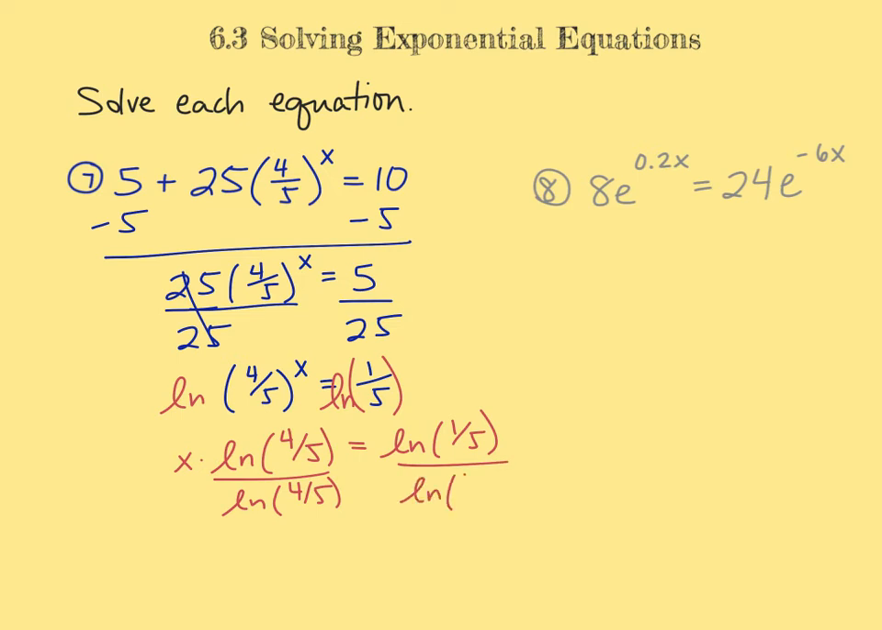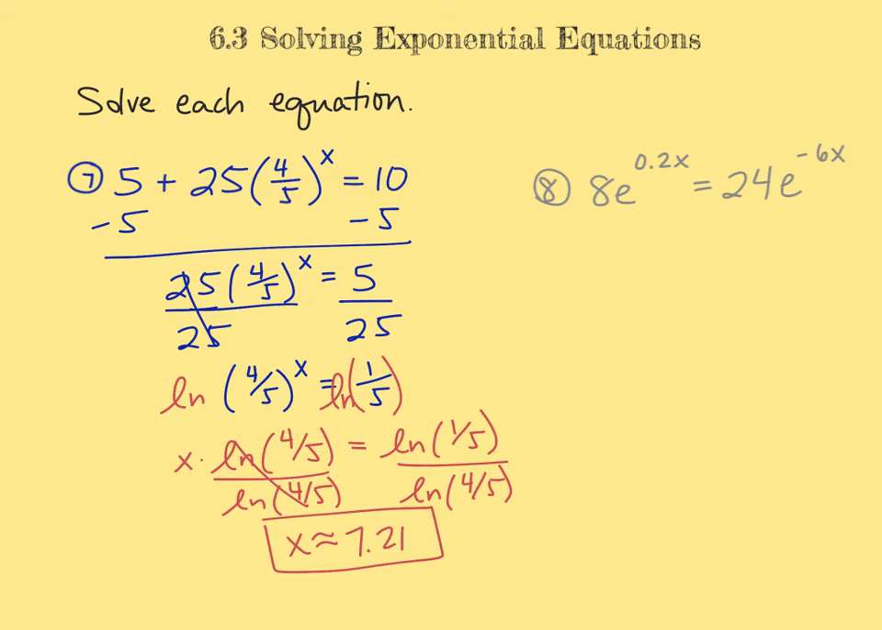If you prefer to use decimals when entering this in your calculator, that's fine. These are pretty easy to know the decimals of. Every 1/5 is a 0.2. So this is the natural log of 0.2 divided by the natural log of 0.8. We end up getting x is approximately 7.21.